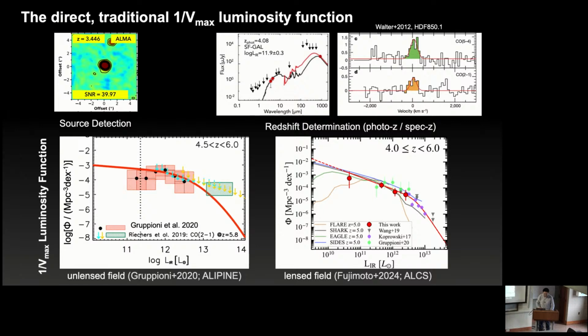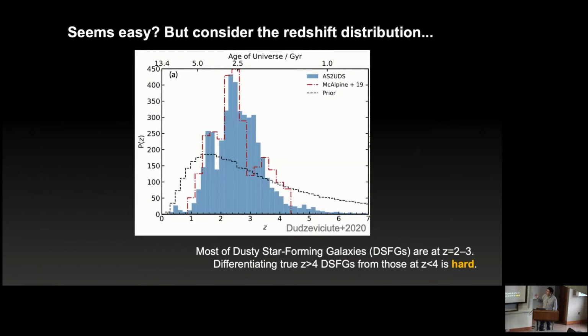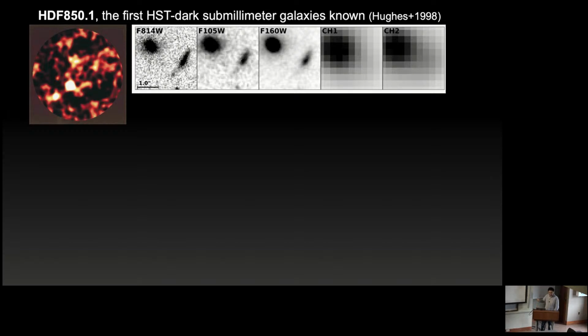You get star formation density. It sounds very easy, but actually it's not, because if you look at the redshift distribution of these dust obscured star forming galaxies, most of them are at redshift 2 or 3. And if you want to find something really at high redshift, let's say beyond redshift 4, it's like finding a needle in a haystack. And some of these galaxies are very dust obscured.